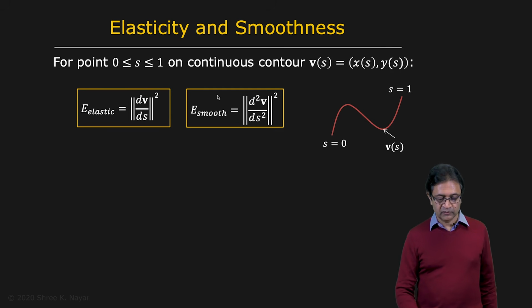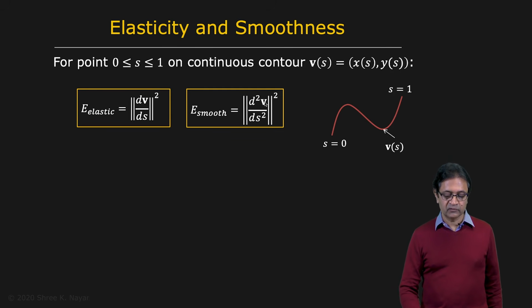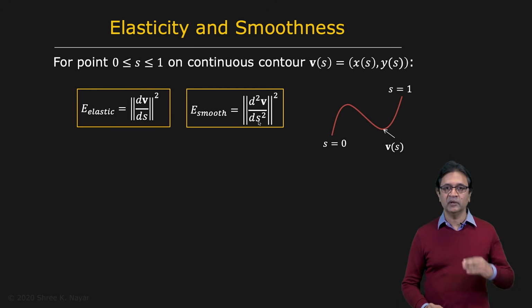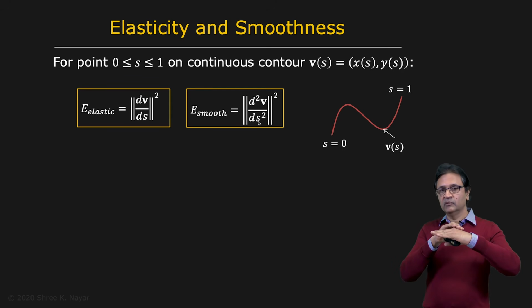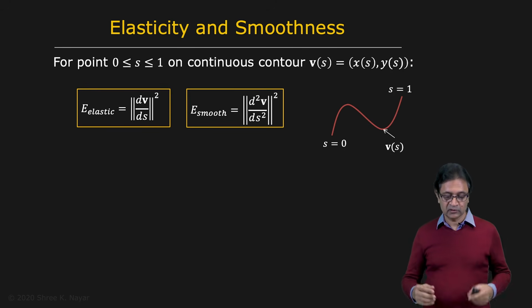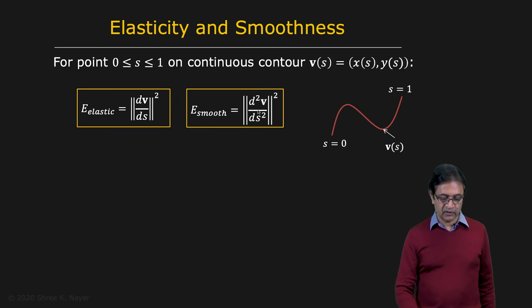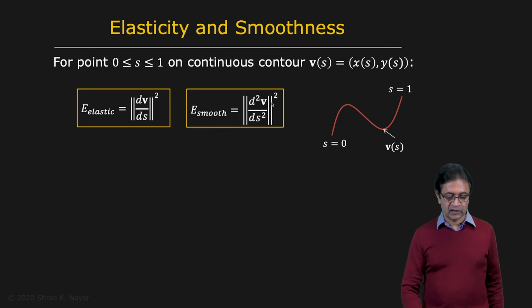And the smoothness term uses the second derivative of v with respect to s. What that means is that if it moves from here to here in the first step, and then from here to here in the second step, we want to minimize the difference between these two vectors. That is, the rate of change needs to be minimized, and therefore that keeps it smooth. That's why we take the second derivative of v with respect to s, and we square that as well.